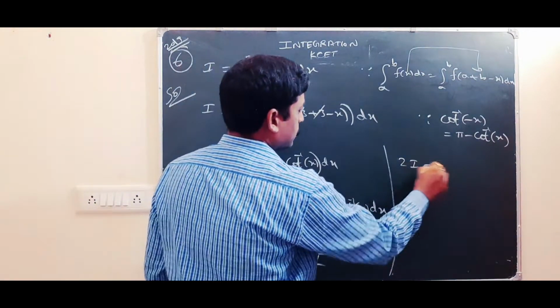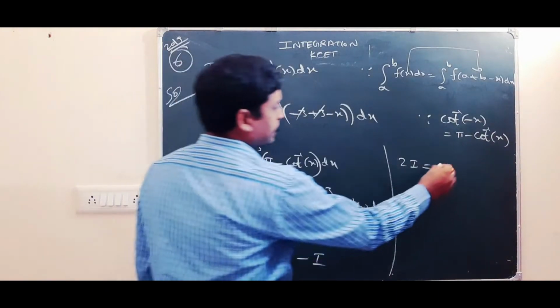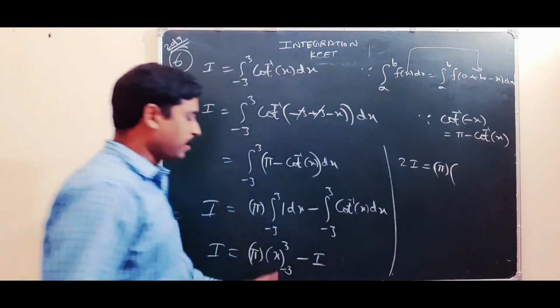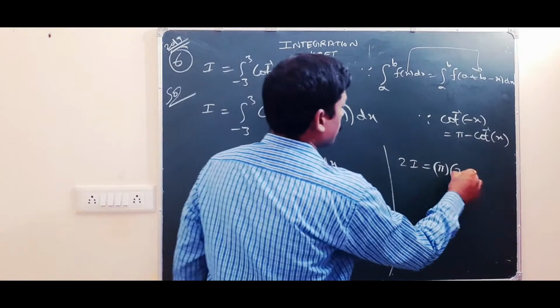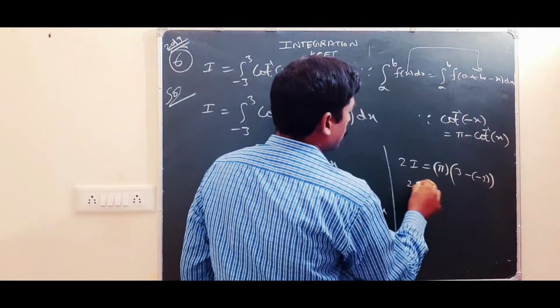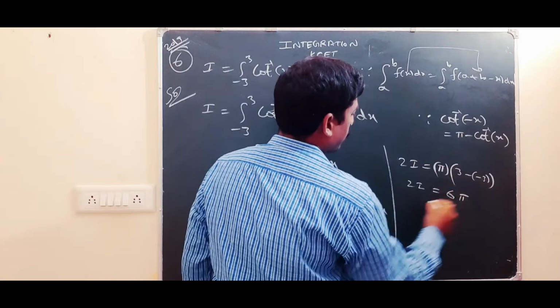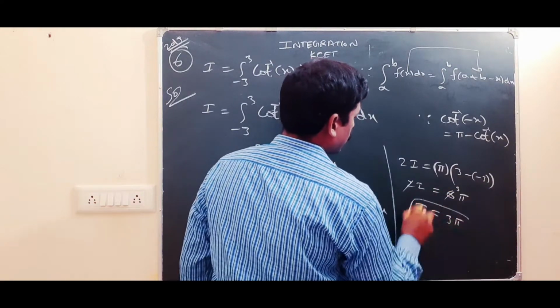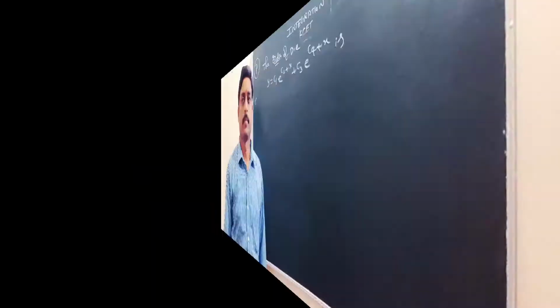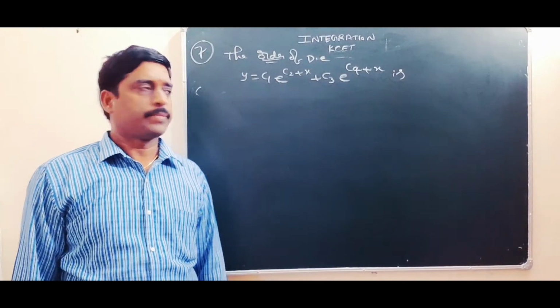2I is equal to pi into, first write the expression upper limit minus lower limit: 3 minus of minus 3. So 2I is equal to 6 pi. I is equal to, 2 and 6 cancel, so I is equal to 3 pi, correct answer. Okay, let us go to the next problem.